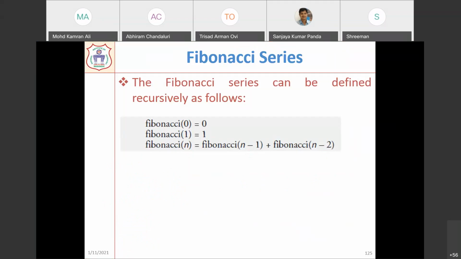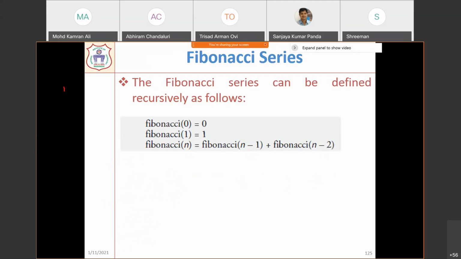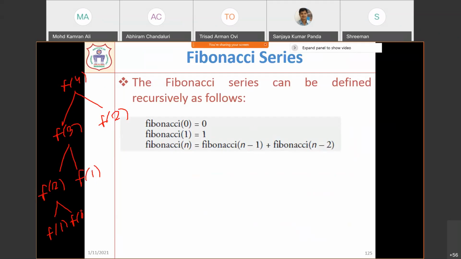Similarly, if you calculate f of 4, let me write it here. f of 4 is f of 3 plus f of 2. f of 3 is nothing but f of 2 plus f of 1, and f of 2 is f of 1 plus f of 0. f of 0 is 0, f of 1 is 1.